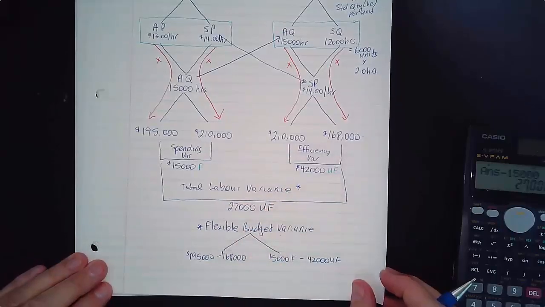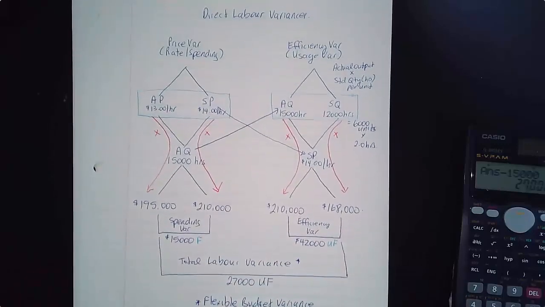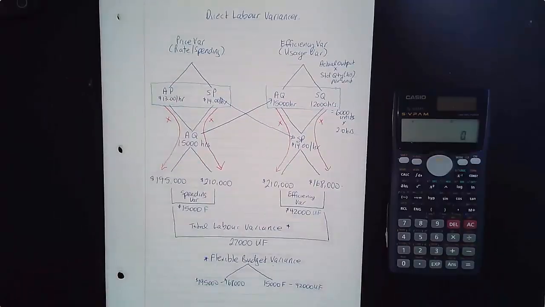Now let me just expand the view so you can see the whole page. This is how we calculate the direct labor variances using the diamond approach. Do you have to use this approach? Absolutely not. You want to use the formulas? Go for it. You want to use the column approach? Feel free. Any method that you use should end up in the exact same place. If it doesn't, you know you're doing something wrong. This was the direct labor variances.